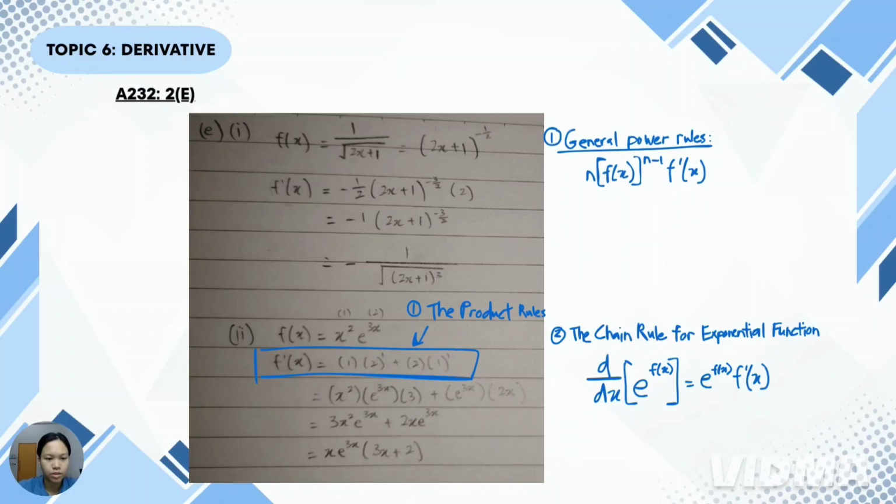For the second question, the function given is f(x) equal to x squared times exponential power 3x. For this question, we are using two rules to solve it. The first one is the product rule, the second one is the chain rule for exponential function. For the chain rule for exponential function, we apply at the second step of the first derivative, which is exponential 3x times 3. And the product rule we also apply on the second step of the first derivative. And then we solve it, and we get the final answer, which is already factorized from the previous step.